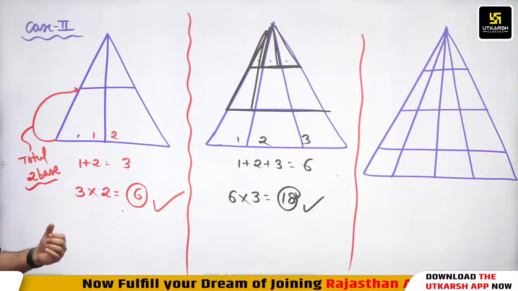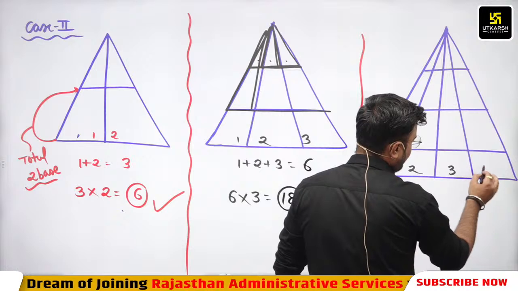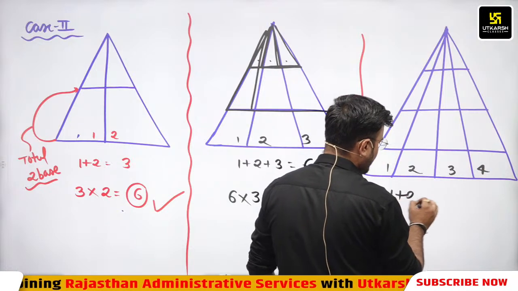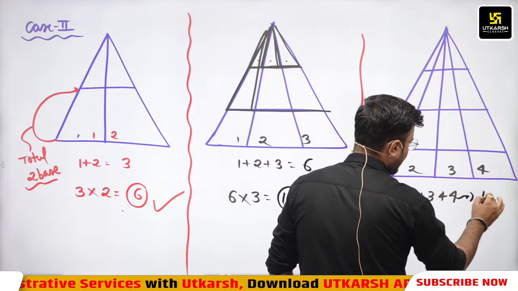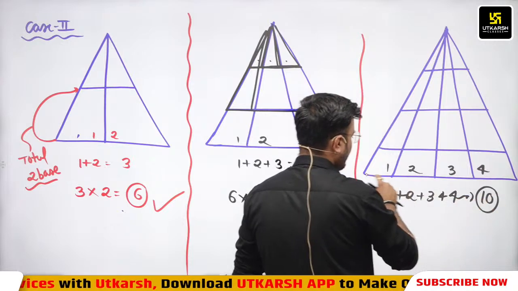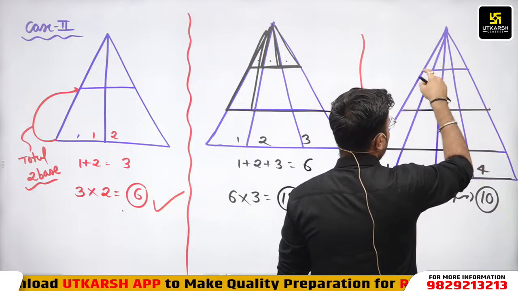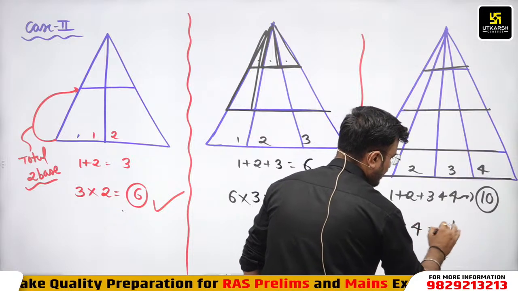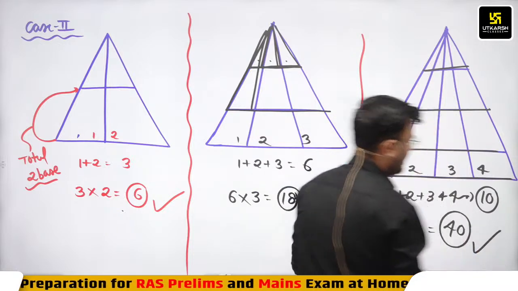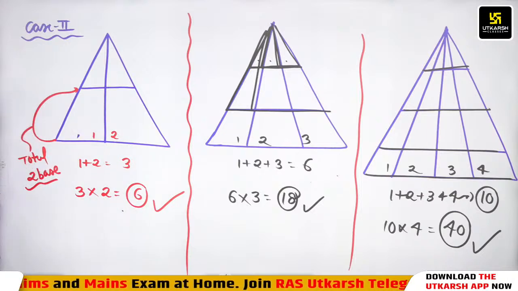Okay. Similarly, for this figure, 1, 2, 3, 4. So 1 plus 2 plus 3 plus 4, so total 10 triangles are there on each base. And now how many bases are there? 1, 2, 3, 4. So 10 into 4, 40 triangles are there. So very good.